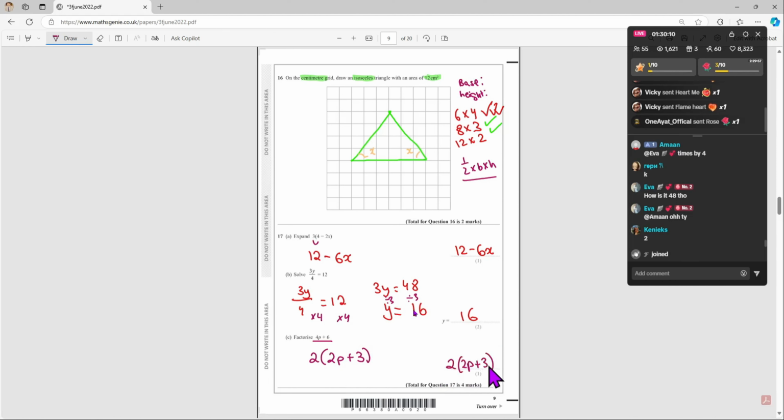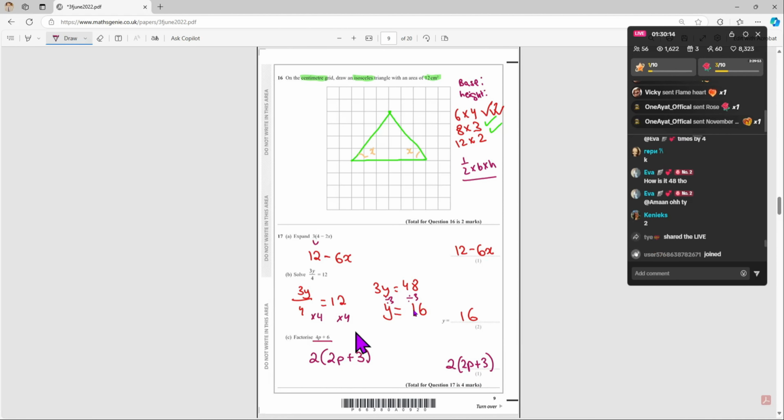This is basic algebra. How is it 48? It's because when you want to get rid of our denominator 4, you multiply both sides of the equation. You need 12 times 4. 12 times 4 is 48, right? That is how we get 48.